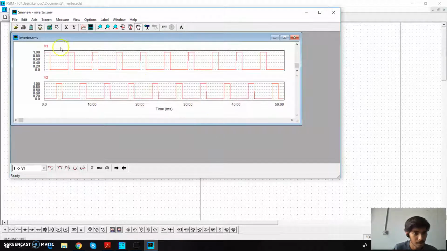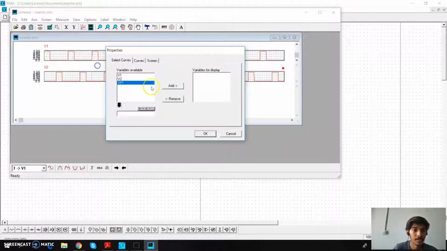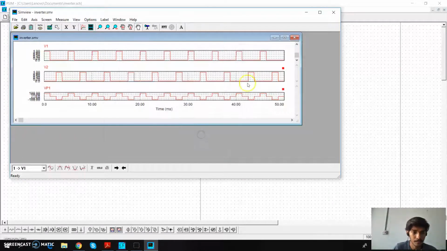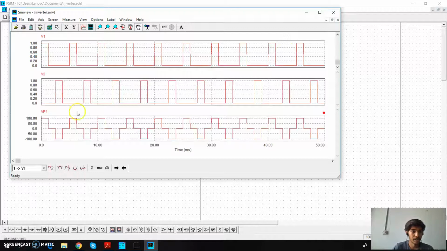V2, and finally the output. So here we can see that when this is on, we will get a positive 100. And when this is on, we will get a negative 100.